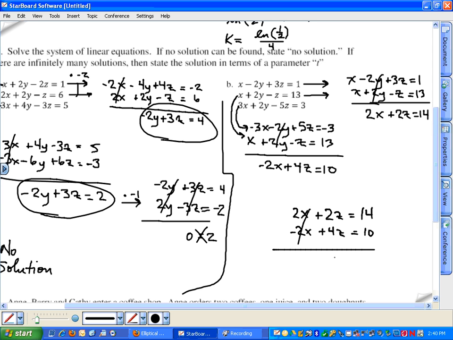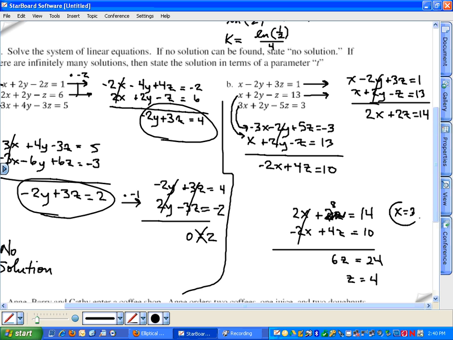That results in 6z equal to 24, which means that z is equal to 4. Now going back up a step into one of these two equations, if z is equal to 4, then 2 times 4 is 8, so this is really an 8. And if you subtract 8 from 14, you get a 6. If you divide 6 by the 2, you get that x is equal to 3.